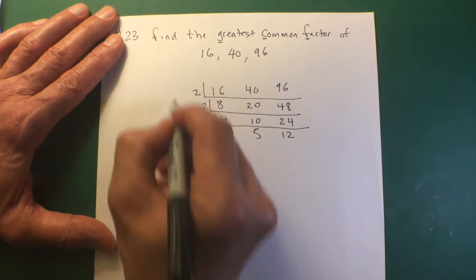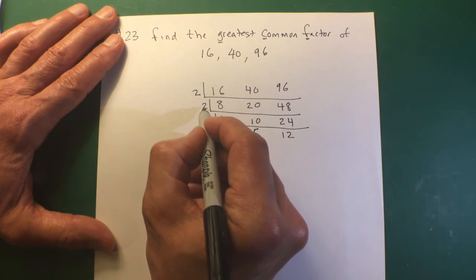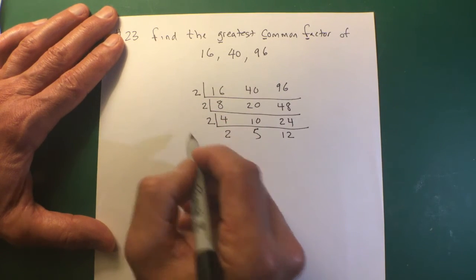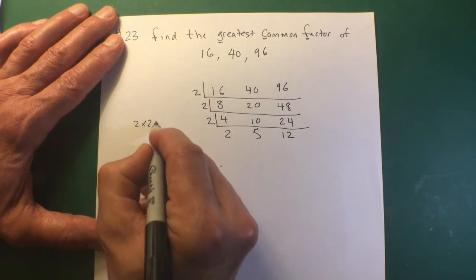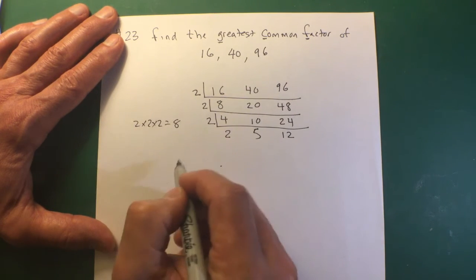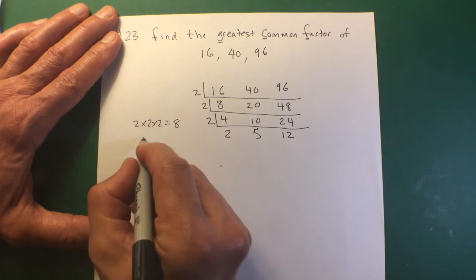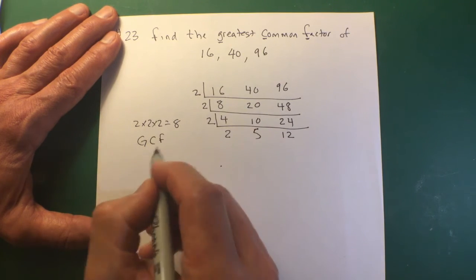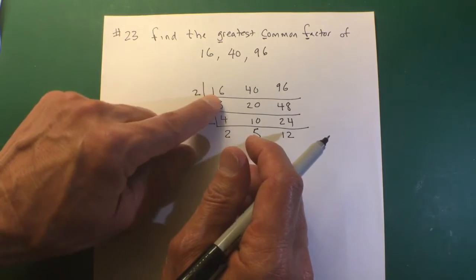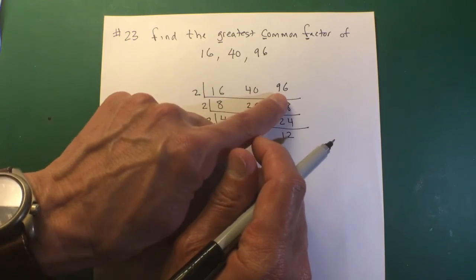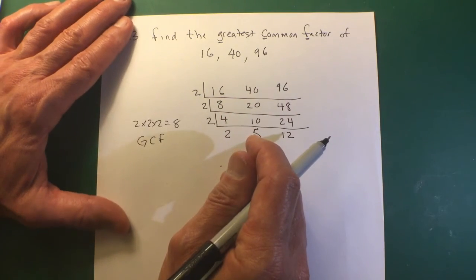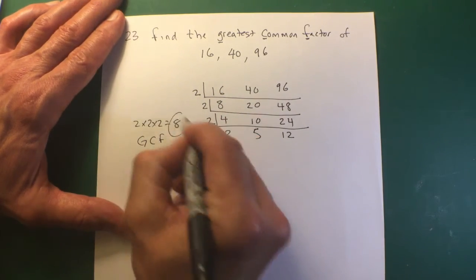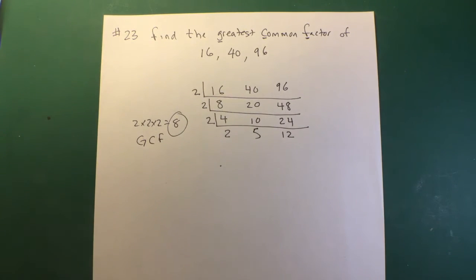My GCF is right there. So 2 times 2 is 4, times 2 is 8. So 2 times 2 times 2 equals 8, and 8 is the GCF, or the greatest common factor. So 8 will go into 16, it will go into 40, and it will also go into 96 evenly. All right, so that's your answer for number 23.